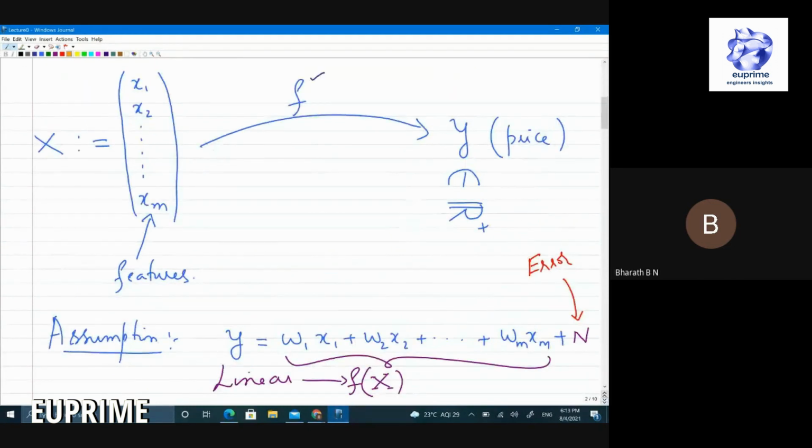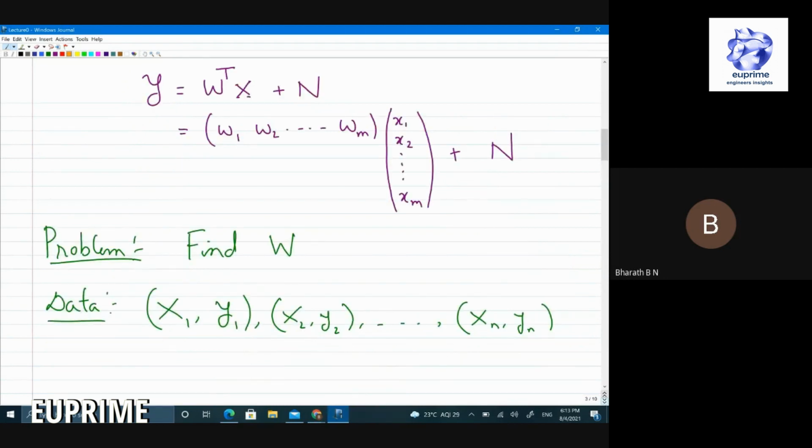So the other assumption that we made, a typical assumption that people make, is, for example, that the relationship between the price and the features is linear. So you can just assume that y is w1 x1 and so on, and you add an error term, which is the model error, right? For example, it need not be linear. It can be, let's say, a second order polynomial. Then this noise will capture that difference.